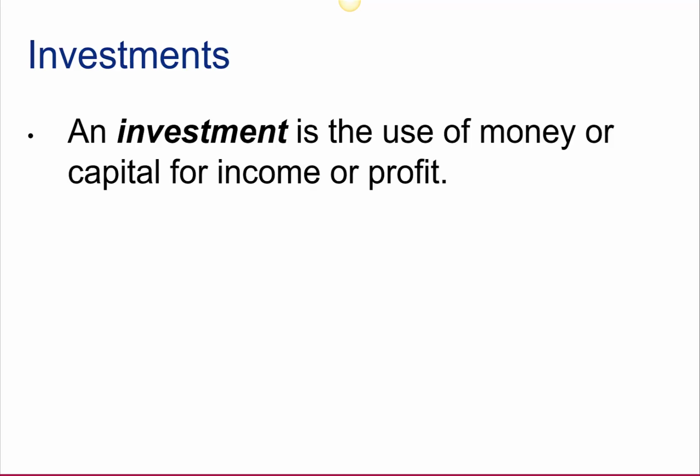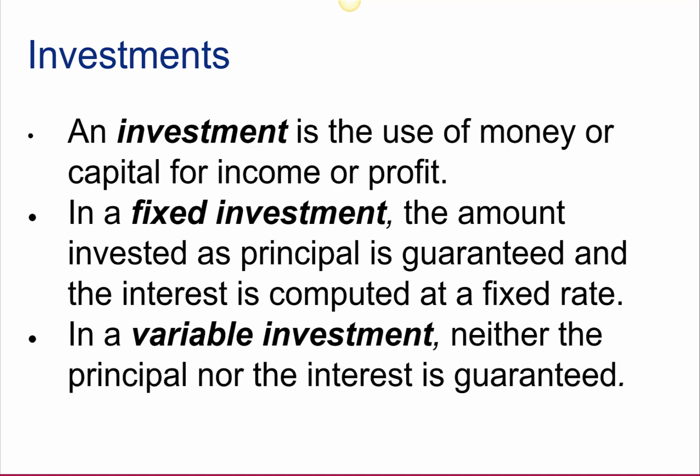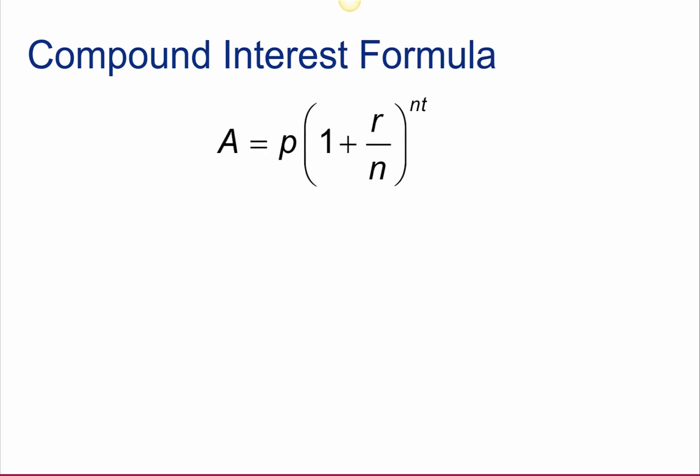An investment is the use of money or capital for income or profit. In a fixed investment, the amount invested as principal is guaranteed and the interest is computed at a fixed rate. In a variable investment, neither the principal nor the interest is guaranteed. Interest that is computed on the principal and any accumulated interest is called compound interest.